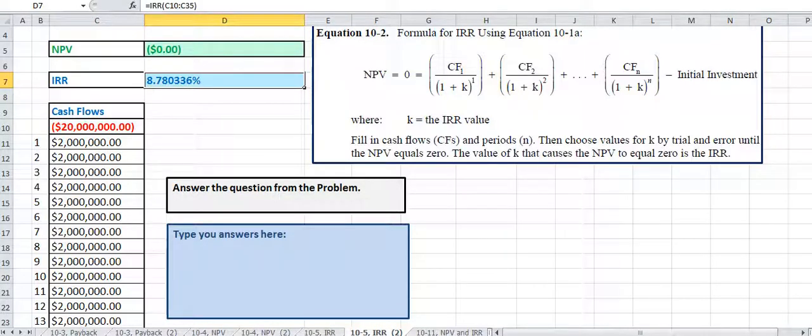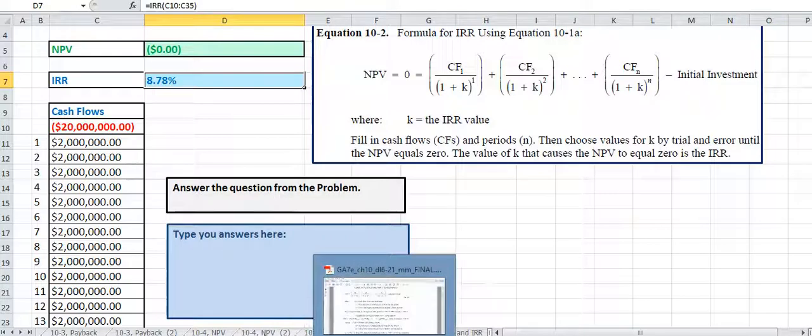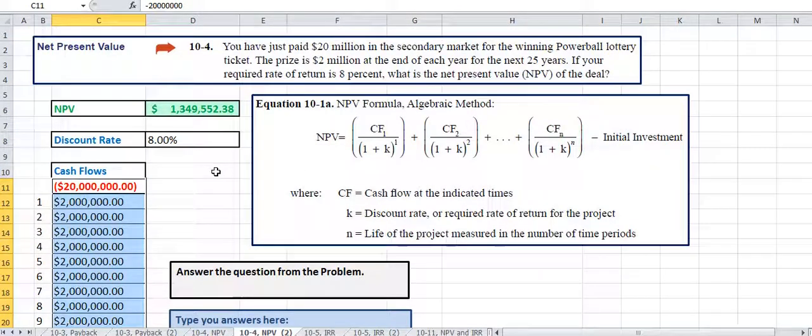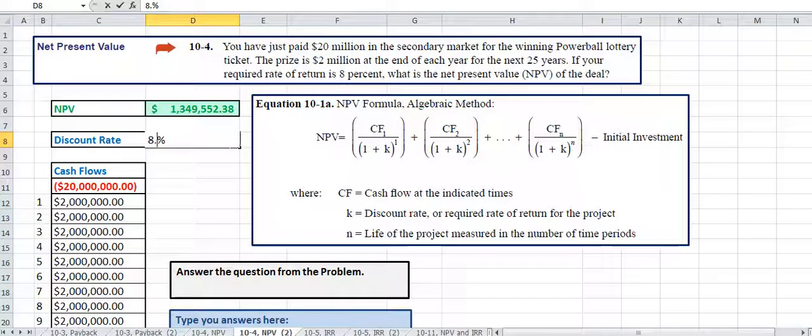Now, what's cool about this is that we can go back and prove this out. What this tells us is that any discount rate under the internal rate of return is going to give us a positive net present value. So let's see if that's true. We come back over here to our net present value problem, and let's put in 8.6, and you can see we're still positive. It's not as high, but we still have a positive net present value.